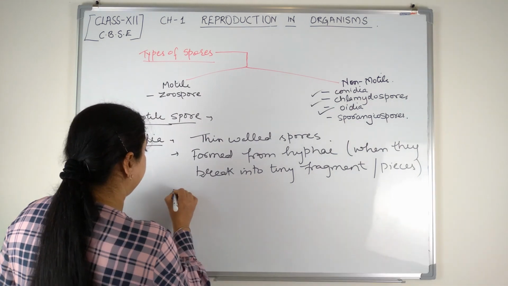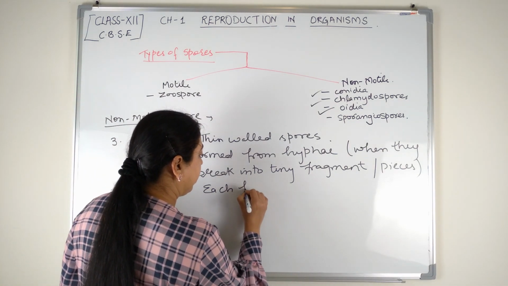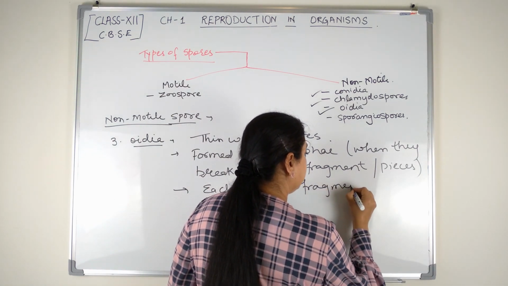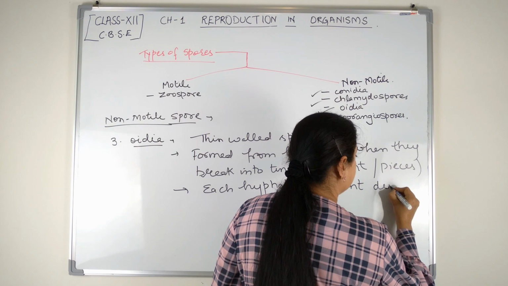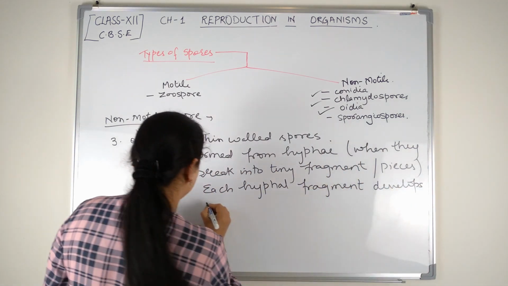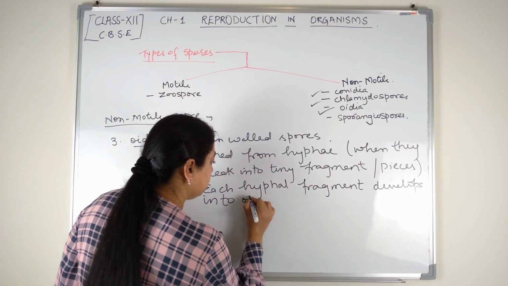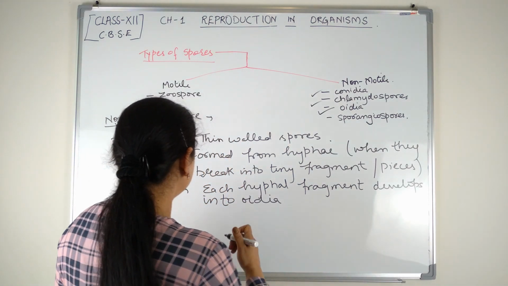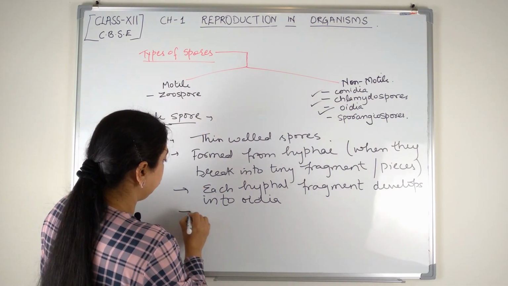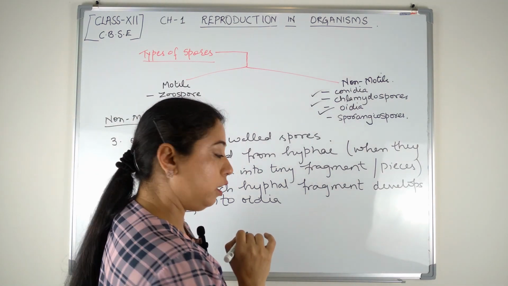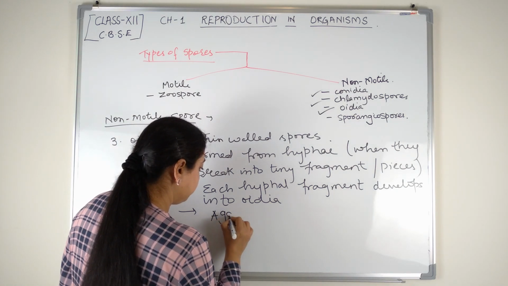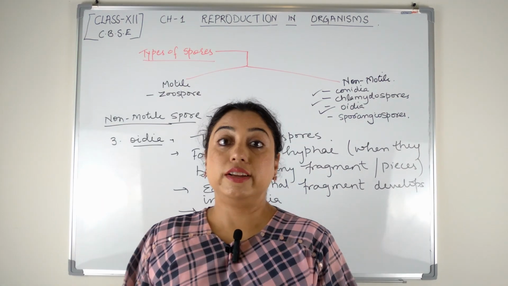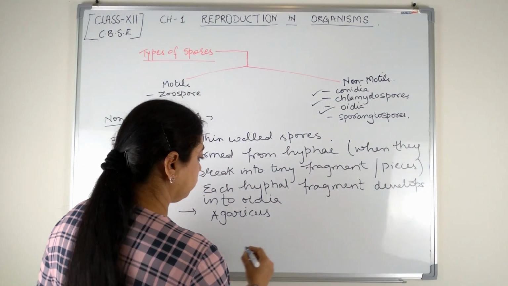Each tiny fragment, each hyphae or hyphal fragment, develops into Oidia. They get transformed into Oidia. Oidia are most commonly seen in the case of Agaricus, that is mushroom. Now let's draw the structure of Oidia.